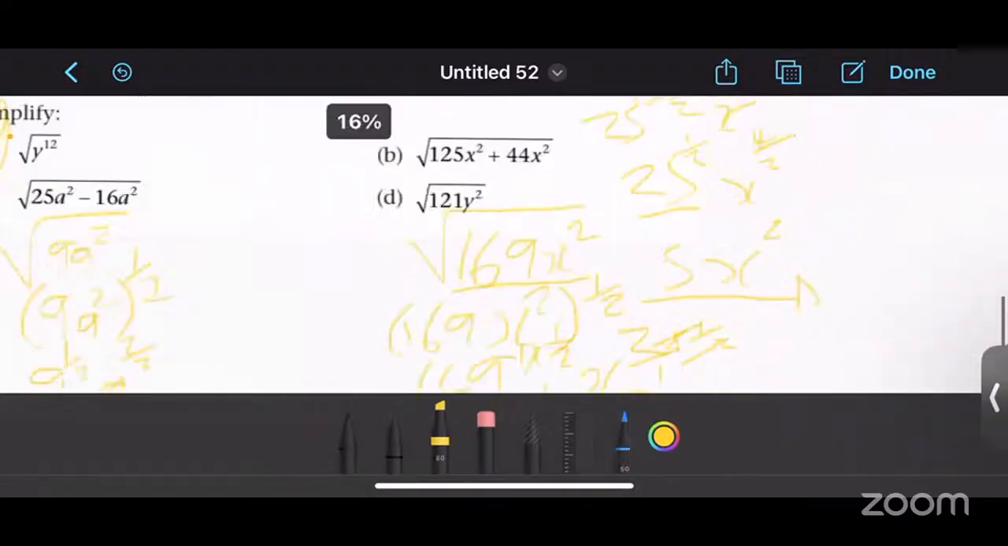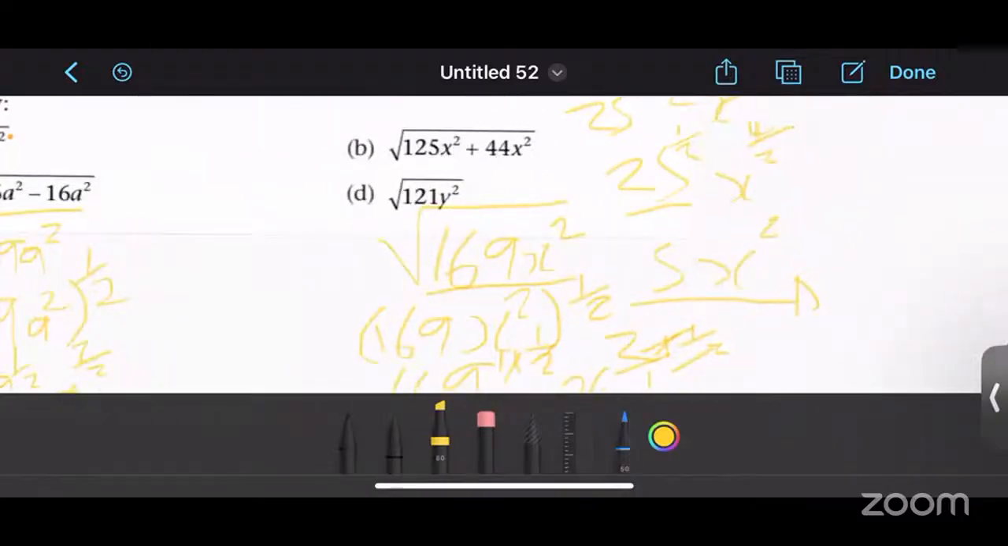That's good. I'm happy. And Busisi, the square root of 121 y to the power of 2. I got 11y, ma'am. Perfect. The answer is going to be 11y. So the square root of 121 is 11. Y to the power of 2, the square root of y to the power of 2 is y, right? So now the answer is going to be 11y. Simple. Any questions, guys?